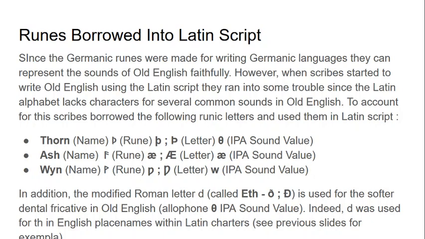And there was also the modified Roman letter D, the eth, which is used for the softer dental fricative in Old English. Now in IPA they're allophones, so you write it with the same symbol, which is the Greek letter theta. But a good way of illustrating the difference is that thigh is a thorn in Old English, and that is an F in modern English. So that's a way you can sort of identify the difference between the sounds in modern English.